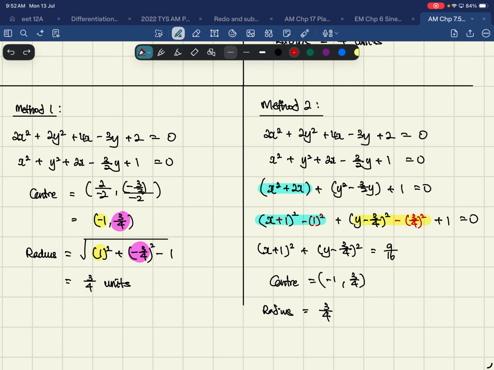Now, when they ask you for the center and the radius, usually it is worth 3 marks already. Okay? 3 marks. Getting the center and the radius.